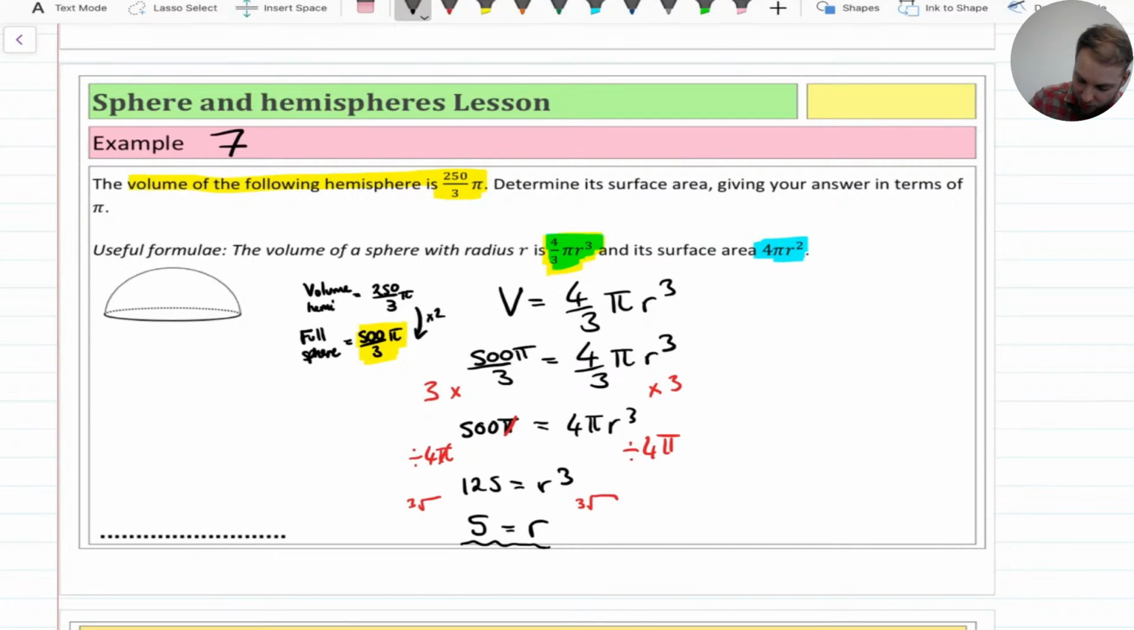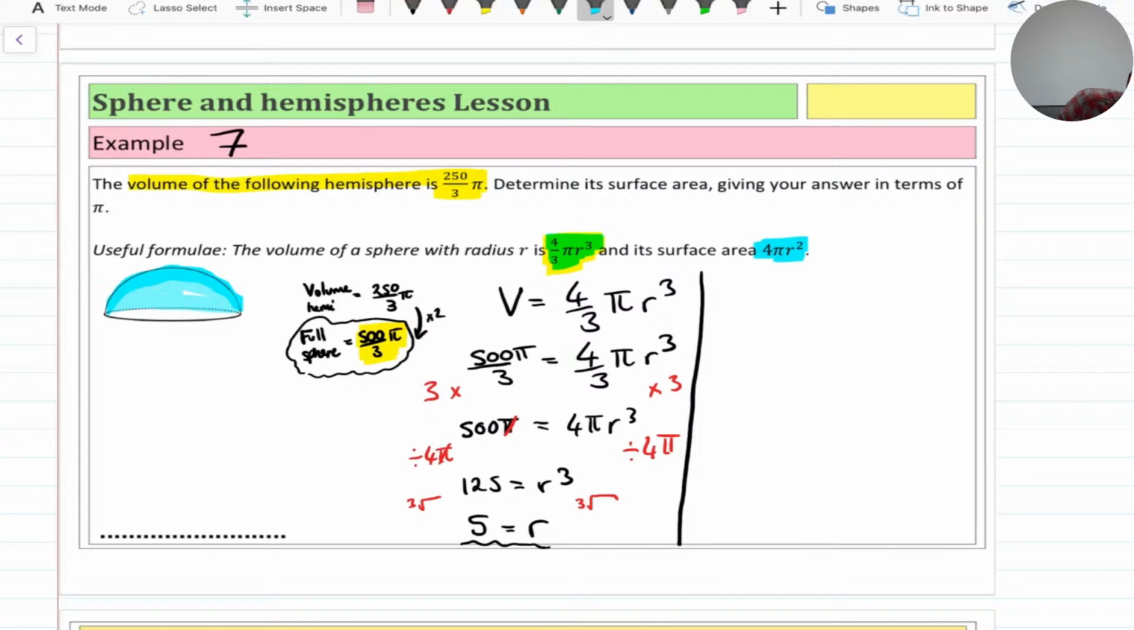Now I think that's probably one of the harder parts. Working backwards first of all. Remember, you've got to find the full sphere first because it's a hemisphere. And now, remember, we did this before. When you're doing the surface area of a hemisphere, you need the area of the curved part, which will be this bit. But you also need the area of the circle on the bottom.